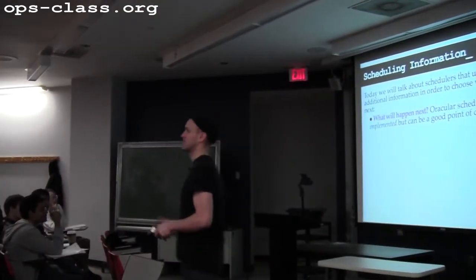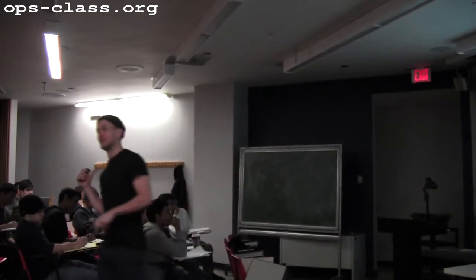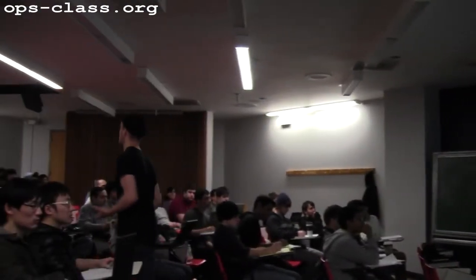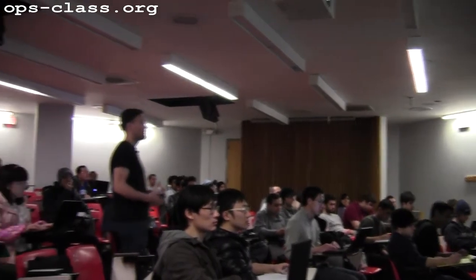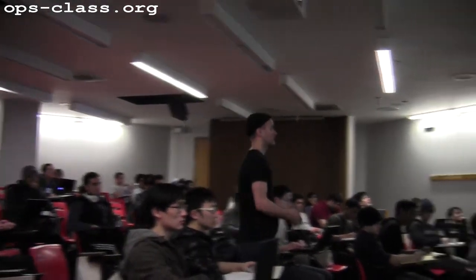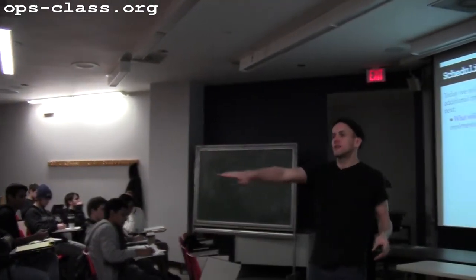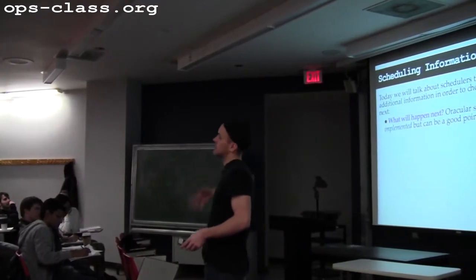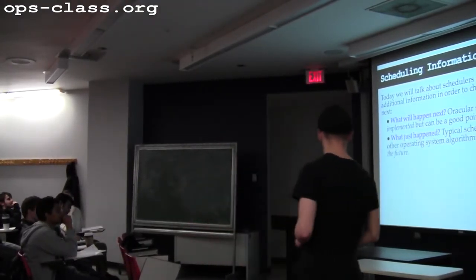So oracular is a scheduler that knows the future. Now, these schedulers are difficult to implement, right? In fact, they're impossible to implement. But they're useful to think about when we talk about comparisons to other schedulers, because oracular schedulers can frequently do the best thing. If I knew the entire history of what a thread was going to do going forward into time, clearly I can use that information to make better scheduler decisions, right?